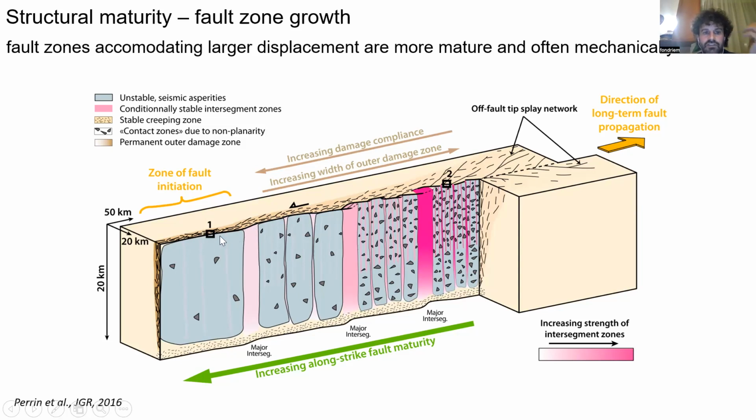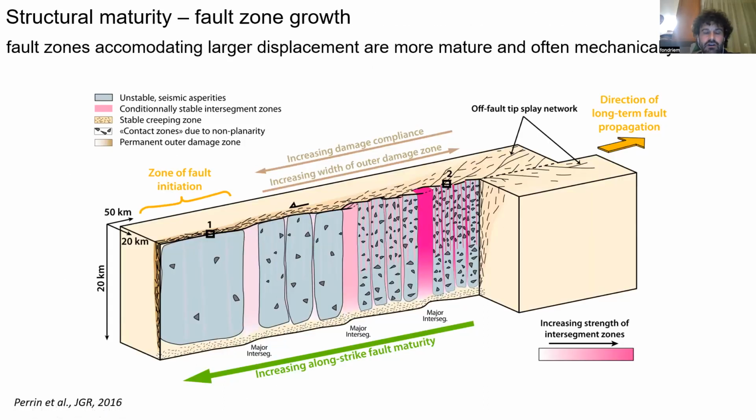So with more structural maturity, with more shear strain accommodation, you will have more cataclasis, more interaction, for example, with fluid, and generally you will have more localization of the deformation. So in general, the rule of thumb is that faults that are more mature, with larger displacement, are generally more localized and mechanically tend to be weaker.